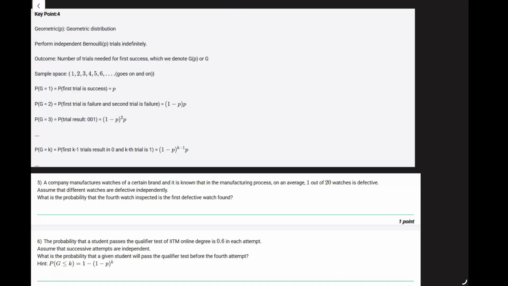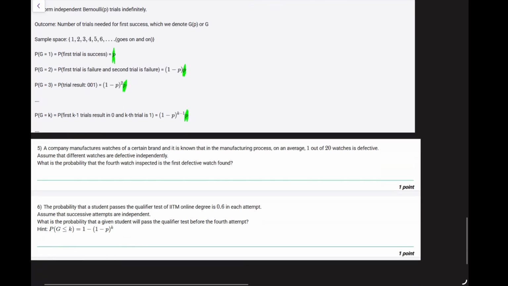Geometric distribution does not. Outcome is going to be the number of trials needed for first success, which we denote by G. Sample space is 1, 2, 3, 4, 5, 6. There is no end to this sample space. First trial, second trial, but second trial has a common factor of P. If you remember, I told you yesterday, in geometric series, there's a common factor, which is P, which you take out to find the sum of infinite series.